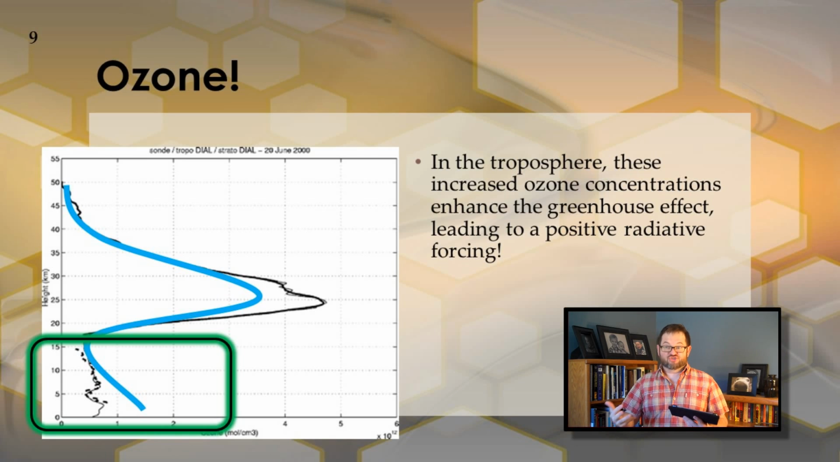There really shouldn't be any tropospheric ozone. All that ozone that's in the troposphere is almost entirely anthropogenic. It's a greenhouse gas, so this is leading to a positive radiative forcing of temperature at the surface of the Earth. We're driving towards higher temperatures based on tropospheric ozone.